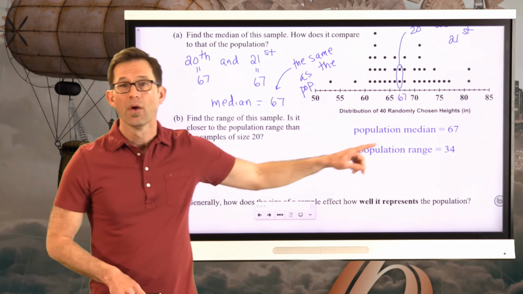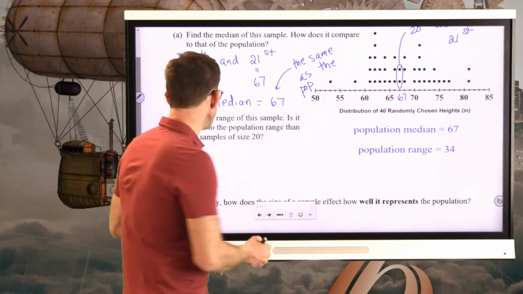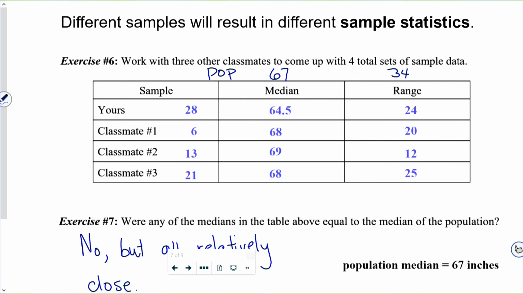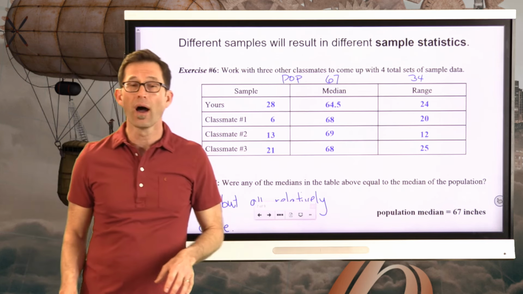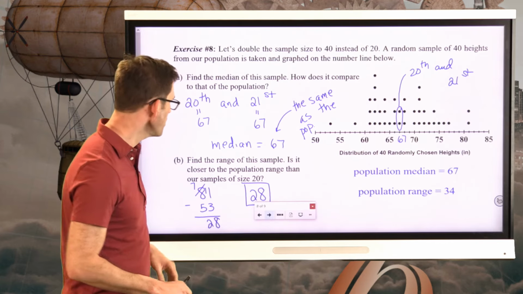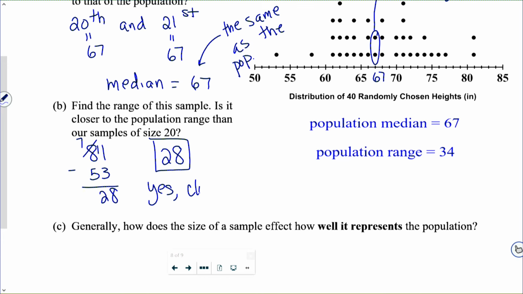All right, well, here we go. Here I've got 81 as my max. My min is 53. So my range is going to be 81, let me just make sure, yep, minus 53. And that's going to be a range of 28. Now my other ranges, right, 24, 20, 12, 25, this range has now gotten larger. Not a lot larger, but it's definitely closer.